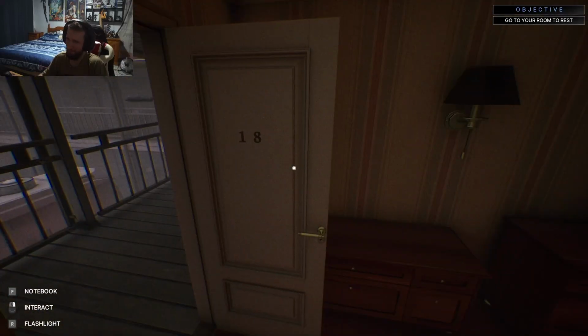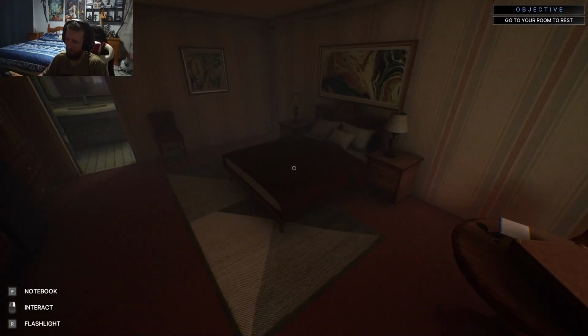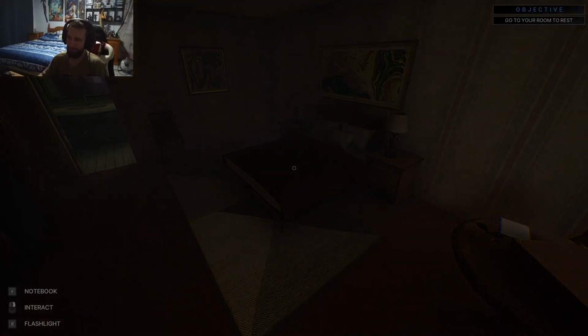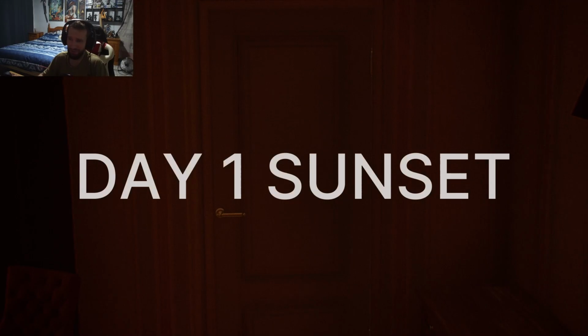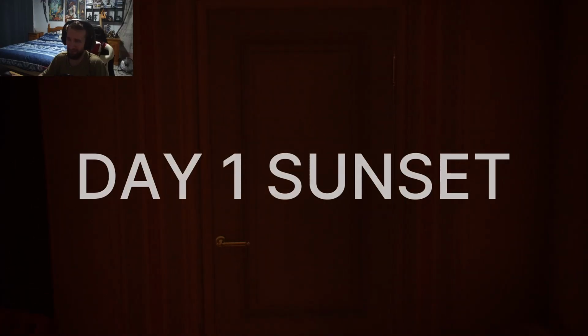Okay. Hotel room, boy. So it doesn't even let me get to the bed. It just starts off going to the next, into the night. Sounds like the storm is getting crazier. Day 1, sunset. I thought we were going to be moving on to day 2. Didn't we already spend one day here?